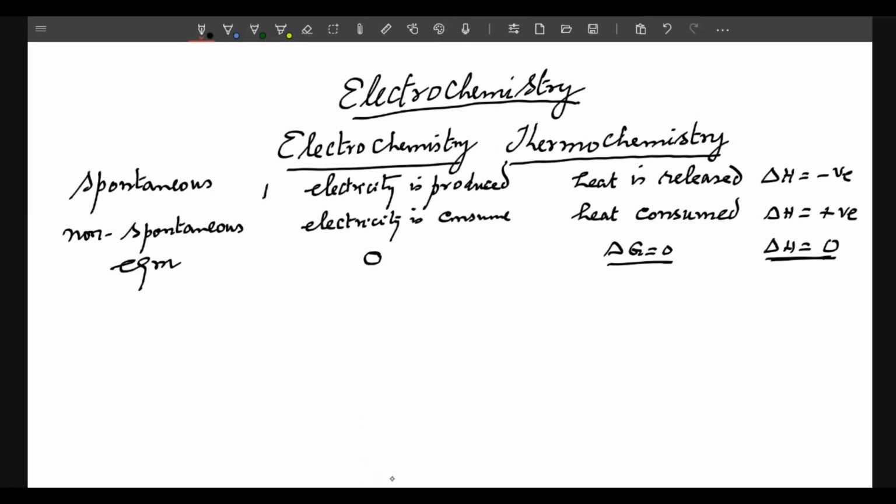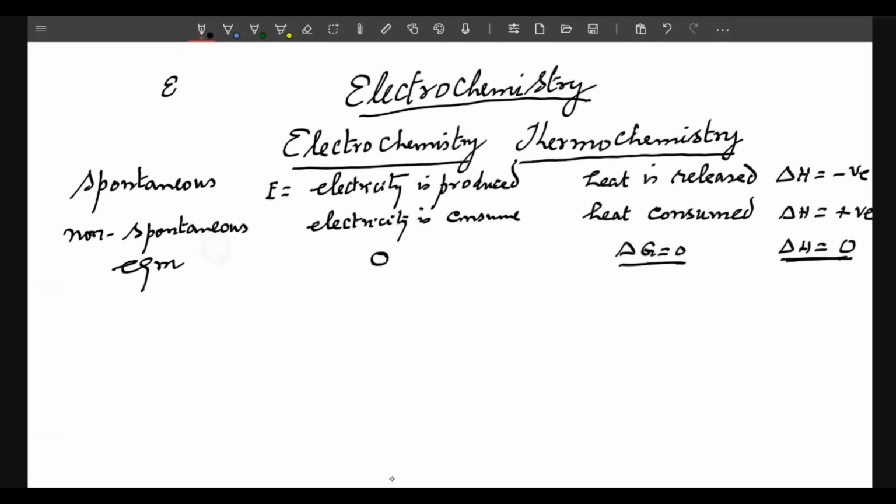Here the electricity is represented by E, the capital letter of the Greek letter epsilon. The small letter is epsilon, and E is a Greek letter equivalent to the English alphabet E. We use E for the voltage of the cell, and we use epsilon for the electrode potential of an electrode. But in some books, they may change according to their convention, but this is the normal convention.